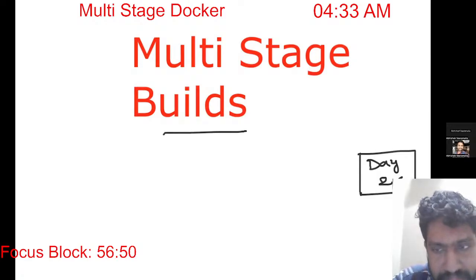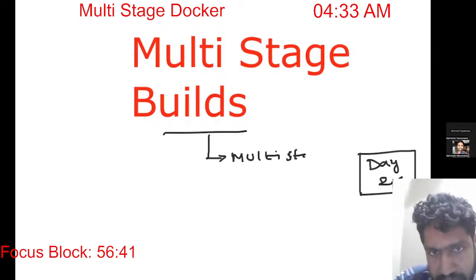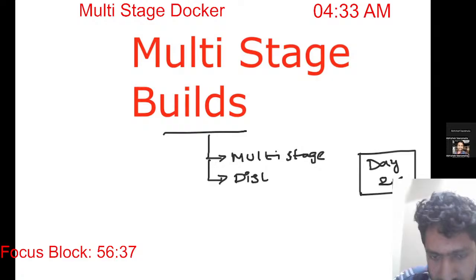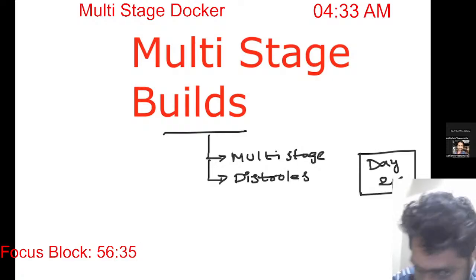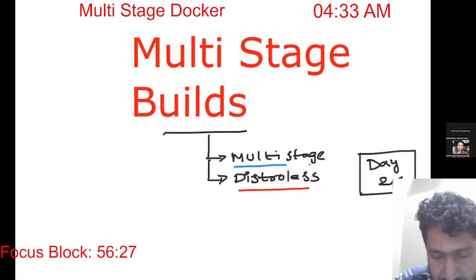So what we are going to learn on a very high level is, one, we are going to understand the concept of multi-stage Docker builds. And the second thing that we are going to cover is distroless images. There is a very close relation between both of them. That means by using distroless images, you can improve the efficiency, or you can get maximum benefit of multi-stage Docker builds.